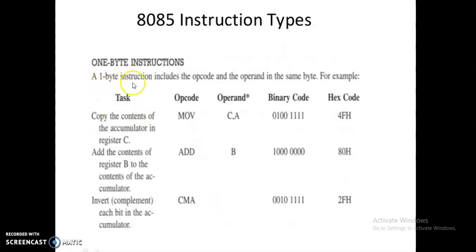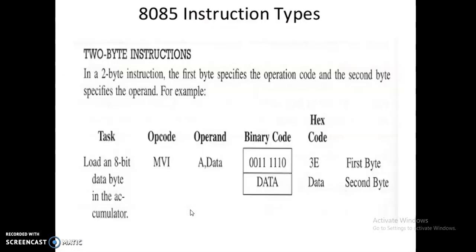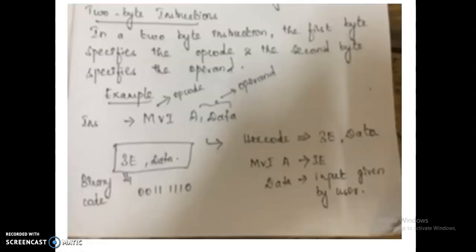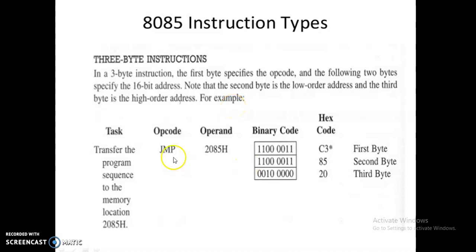Here you can see the 1 byte instruction includes the opcode and the operand in the same byte. Here 4F, MOV C,A, ADD B, CMA. These are all examples of 1 byte instructions. A 2 byte instruction has an opcode and an operand. It may be data or an 8-bit address. A 3 byte instruction has an opcode and a memory location. The first one is lower order, the second one is the higher order.